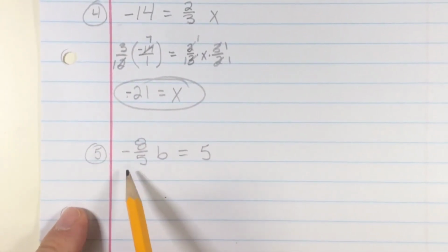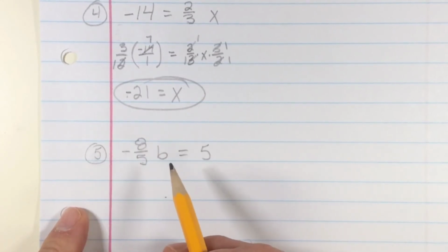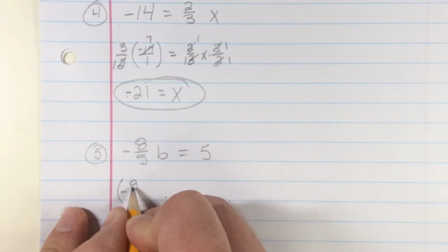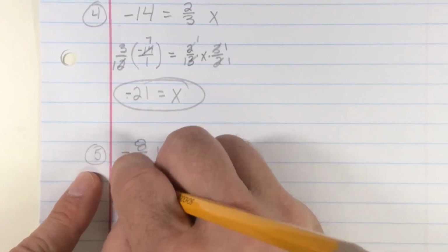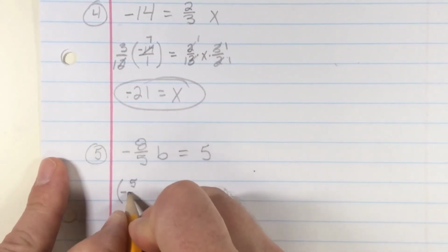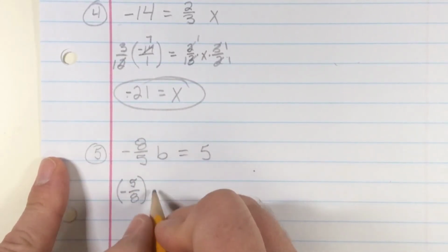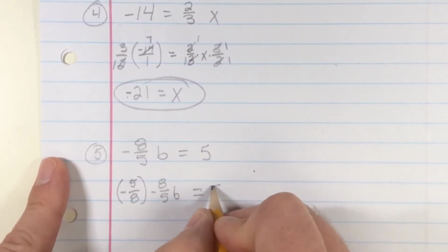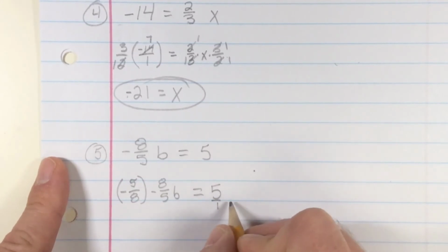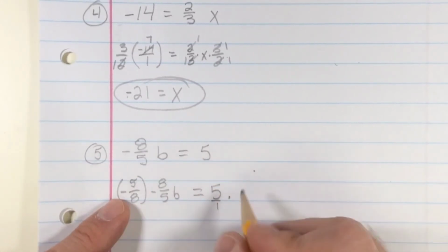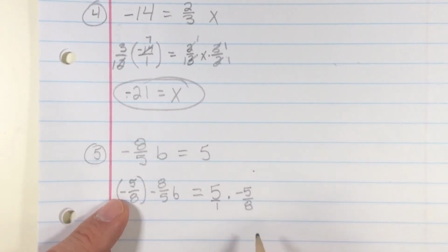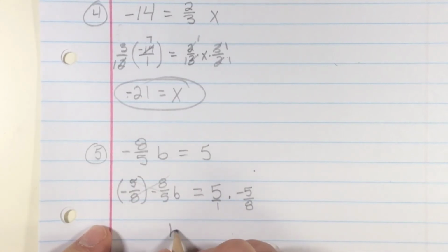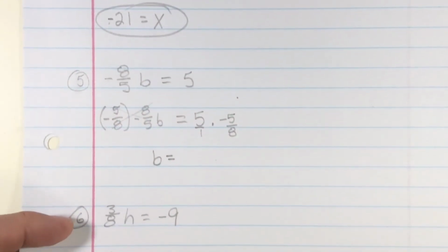On this problem here, what's the reciprocal of negative 8/5? Negative 5/8, of course. So I'm going to multiply both sides by negative 5 over 8. Then times a negative 8 over 5b equals 5 times, and I'll put that over 1 again, times negative 5 over 8. So here, these will cancel out. That's why we did it. We're left with just b. That's what we wanted to do, isolate the variable.